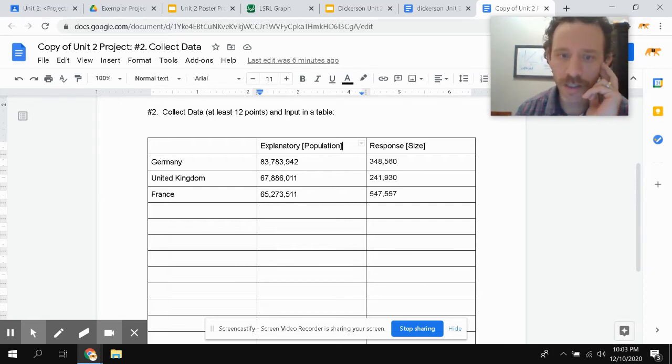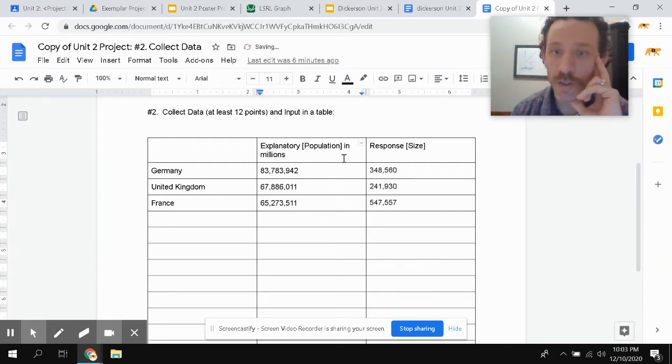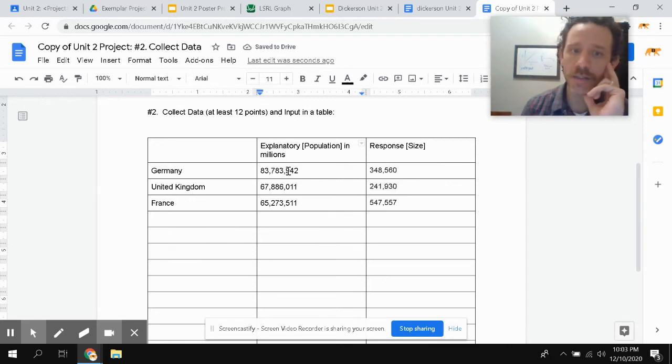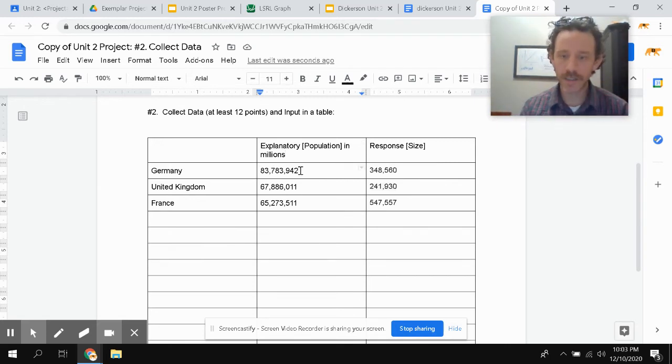So I'll change that in my description. So now when I talk about this number, I can actually write it out like this. The comma after the 83 marks the millions point. So I'm going to say that's my millions point. So 83 point, and I'll round to 800,000. So 83.8 million people. That's for Germany, right?